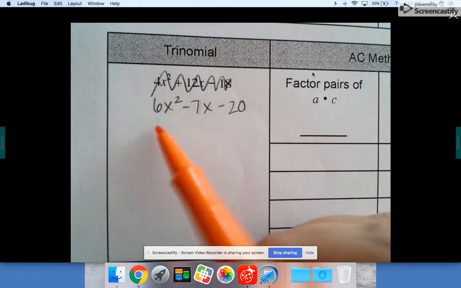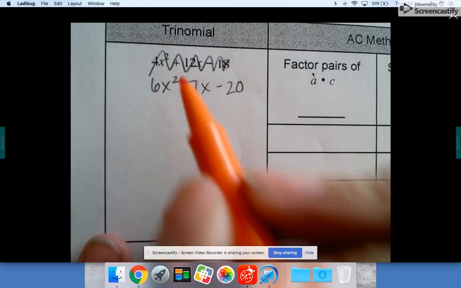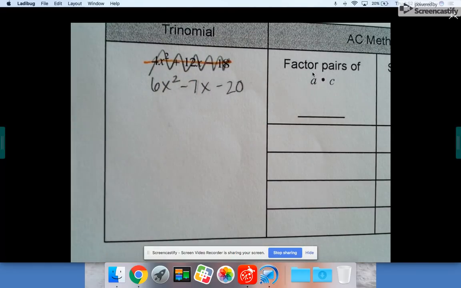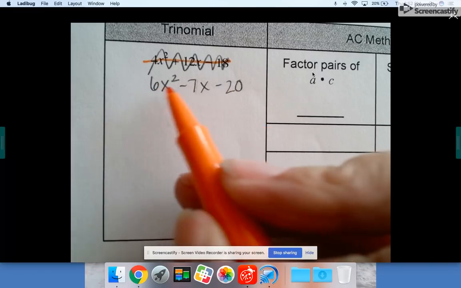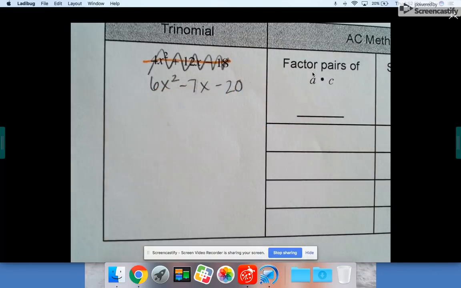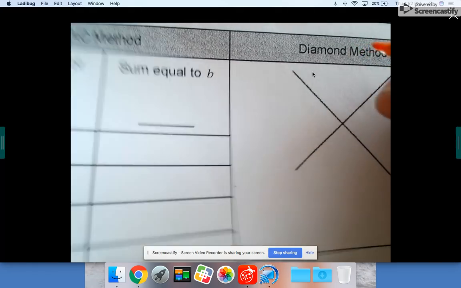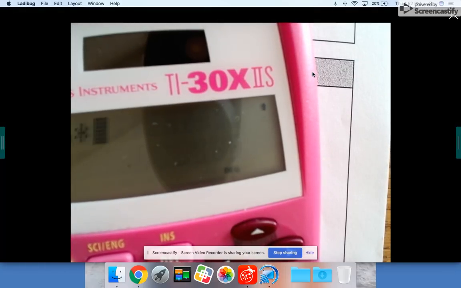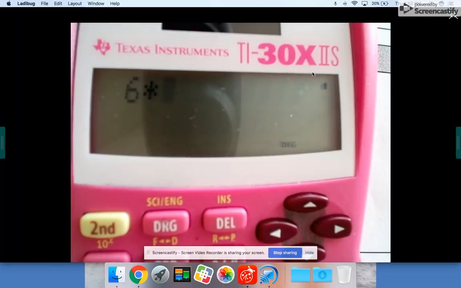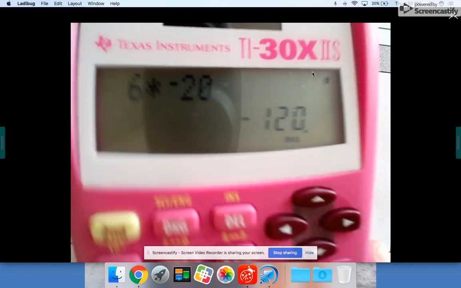This was a mistake, but it should be fixed on your paper, so just ignore what I have here. All right, so what you want to do is you want to see what we can get when we multiply 6 and negative 20. So 6 times negative 20 is going to go into our top number here. 6 times negative 20 is negative 120.